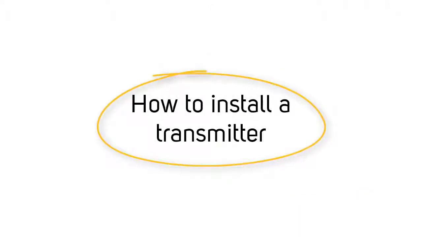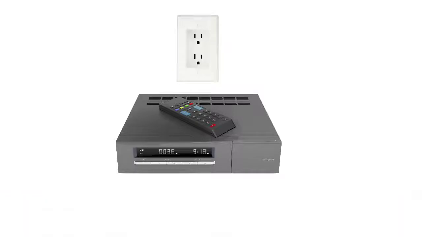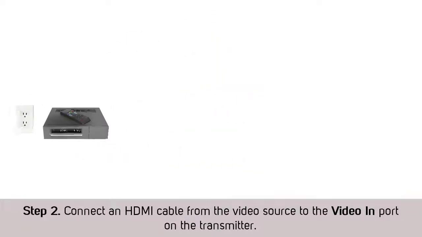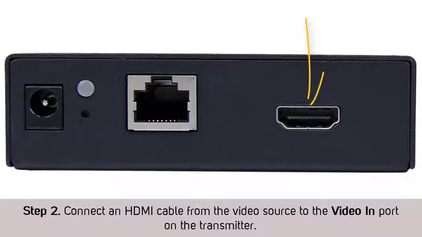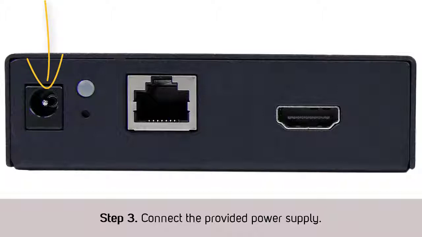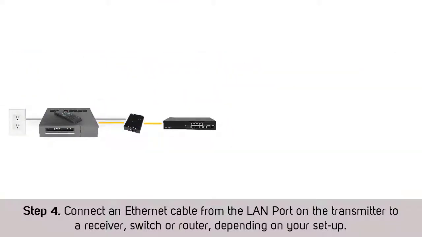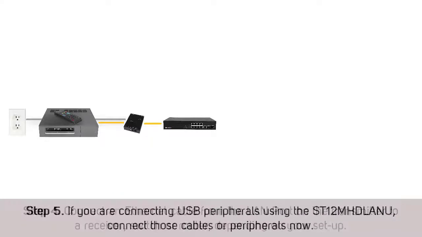To install a transmitter, complete the following. Step 1. Determine where the video source will be and make sure that you have a power outlet nearby. Step 2. Connect an HDMI cable from the video source to the video in port on the transmitter. Step 3. Connect the provided power supply. Step 4. Connect an Ethernet cable from the LAN port on the transmitter to a receiver, switch, or router depending on your setup. Step 5. If you are connecting USB peripherals using the ST12MHDLAN U, connect those cables or peripherals now.